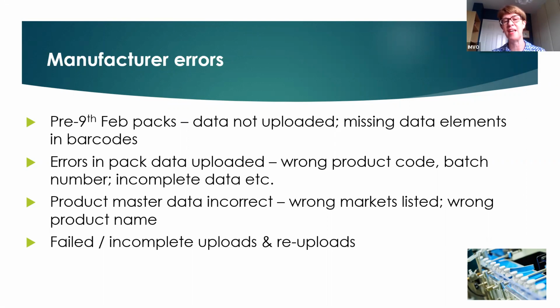So this is the high level data about what the product is and which markets the product is going to be sold in, and so on. The types of errors we've seen here are the wrong markets listed. So for example, Ireland listed as a market when it isn't a market that the product is sold in, and equally Ireland not listed as a market, so therefore the data didn't get uploaded to the Irish repository.